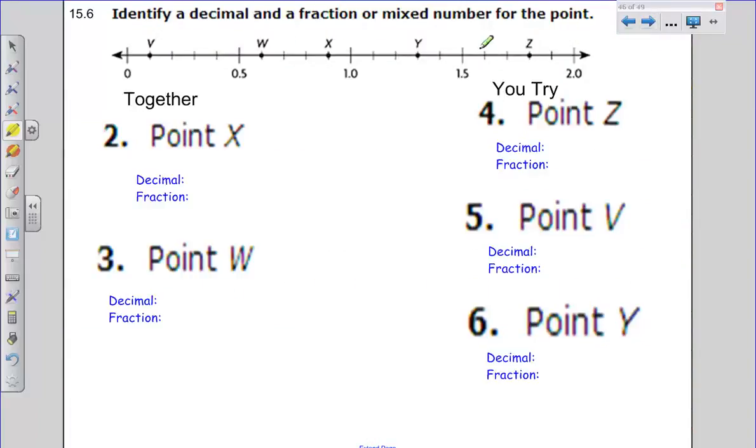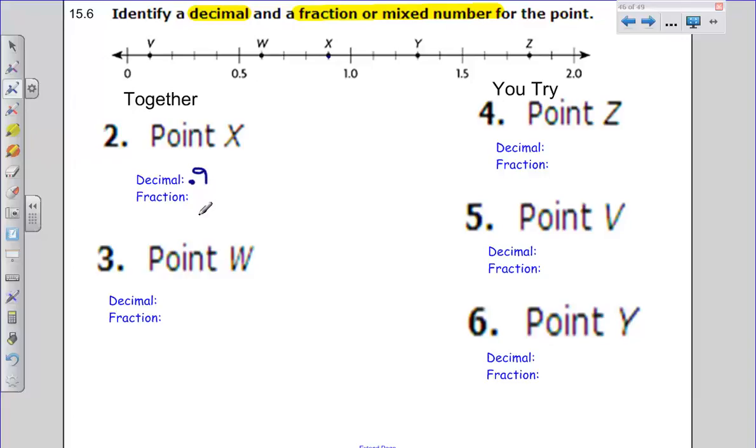Alright, so we're going to do the same thing now. We've got a number line, and we're going to identify a decimal and a fraction or a mixed number for each point. So let's find, first of all, point X on our line, right? So here's point X right here, and it looks like it's at 0.5, 0.6, 0.7, 0.8, 0.9, 1 whole. So it looks like I'm at 0.9 for my decimal.